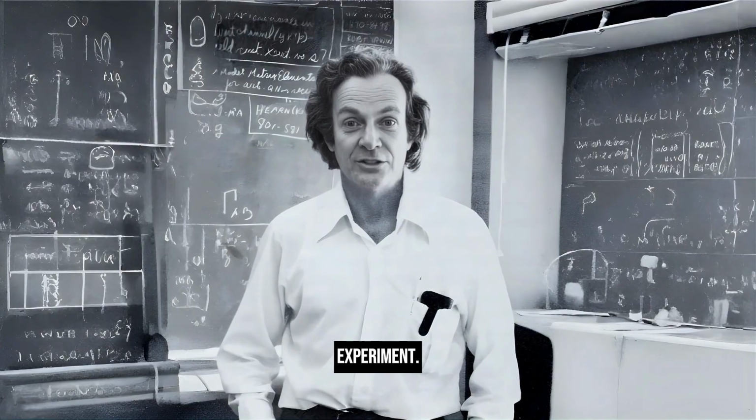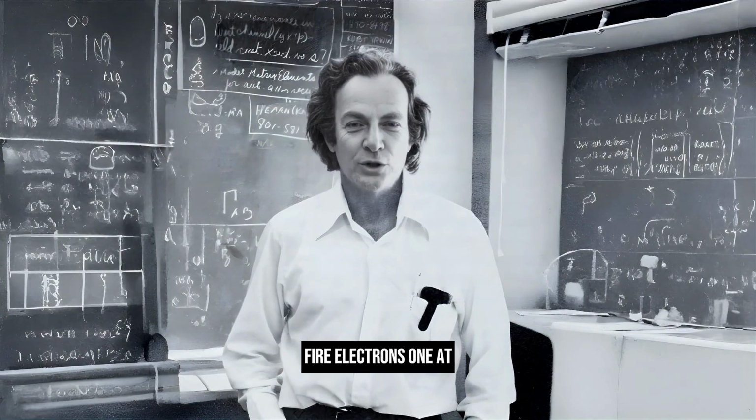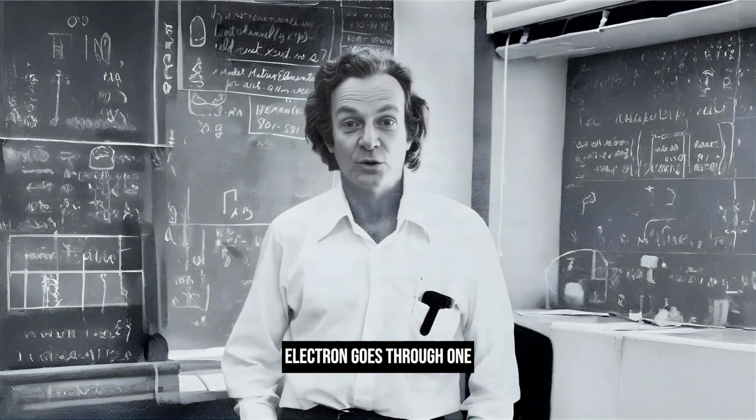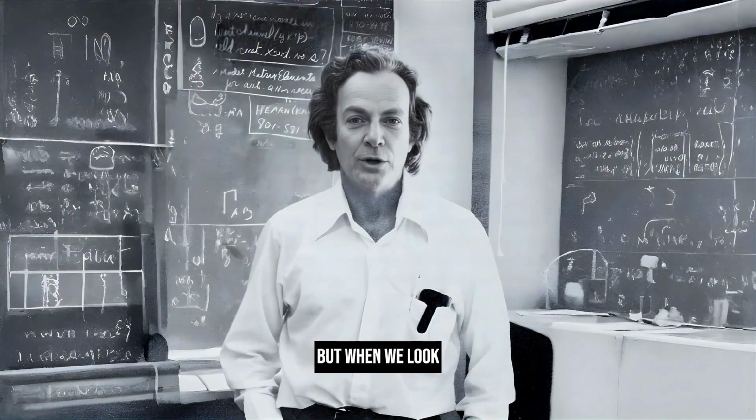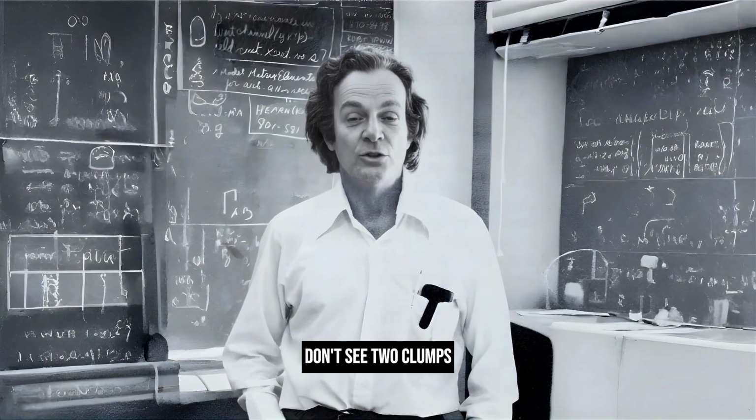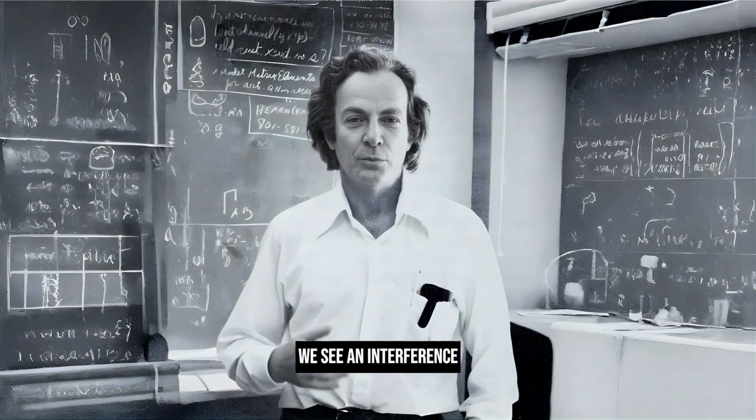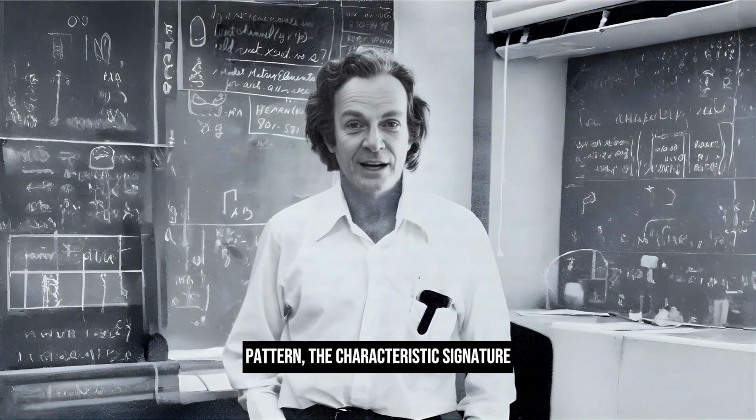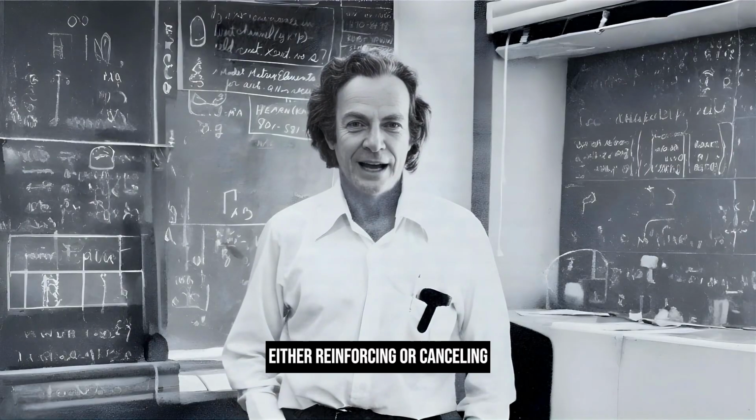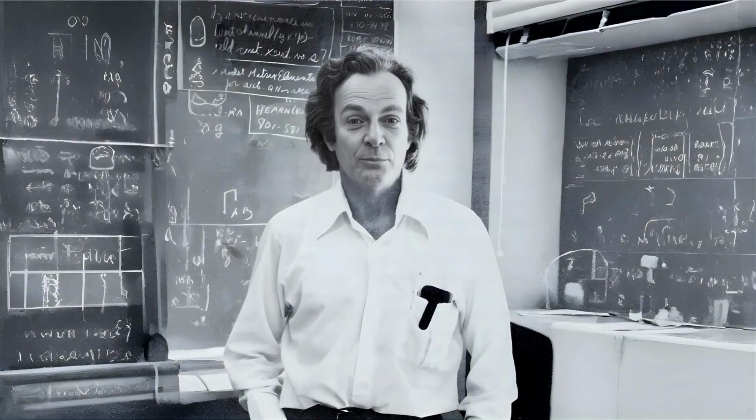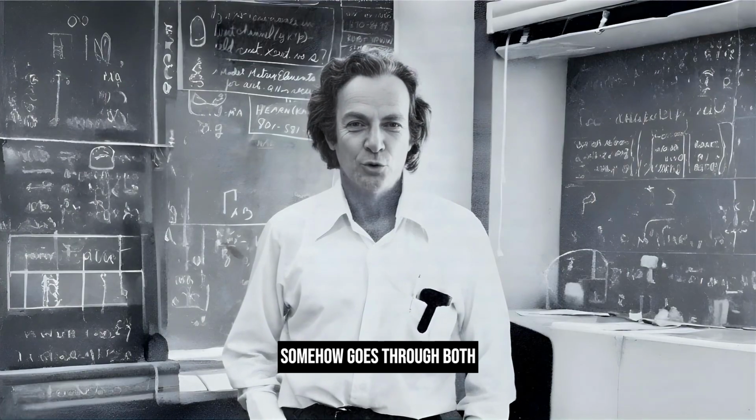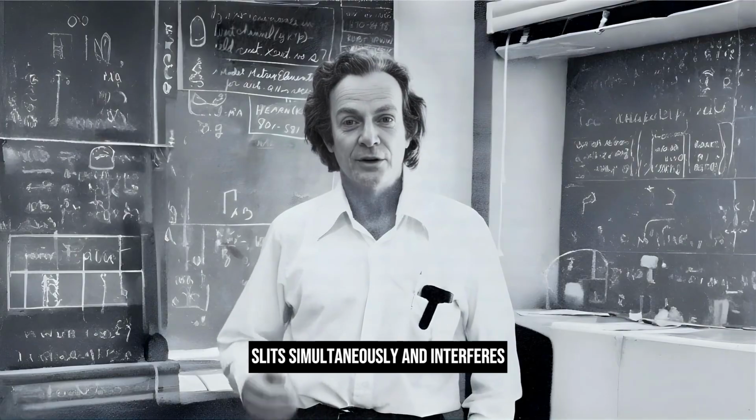Take the double slit experiment. Fire electrons one at a time at a barrier with two slits. Classical physics says each electron goes through one slit or the other. But when we look at where the electrons land on a screen behind the slits, we don't see two clumps matching the two slits. We see an interference pattern, the characteristic signature of waves overlapping and either reinforcing or canceling each other out. The only way to produce this pattern is if each individual electron somehow goes through both slits simultaneously and interferes with itself.